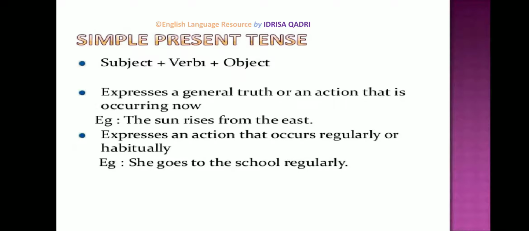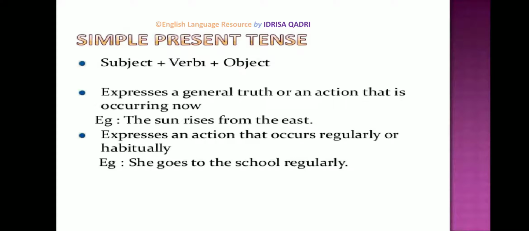Now, simple present tense. The simple present tense is used to express a habitual action. For example, she drinks milk every morning. To express universal truths. For example, the sun sets in the west. Honesty is the best policy. To express quotations. For example, Keats says a thing of beauty is a joy forever. To express a future event which is already planned. For example, we go to Mumbai day after tomorrow.